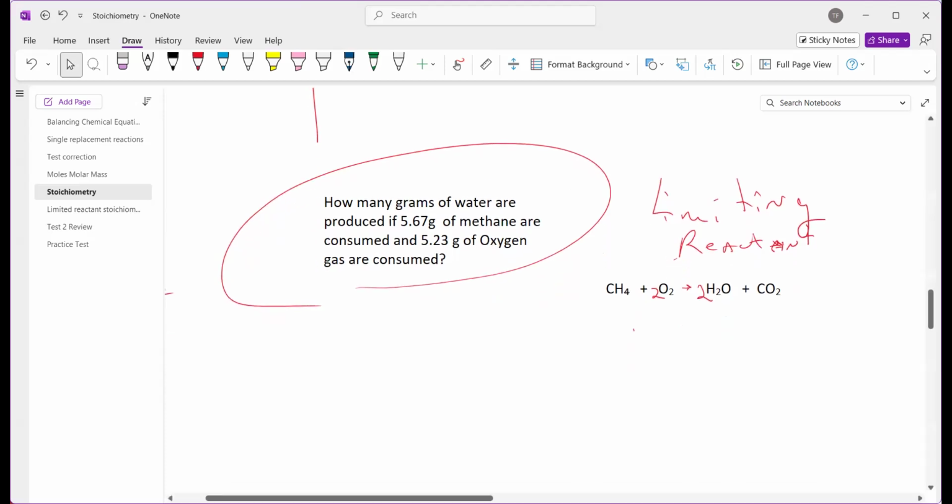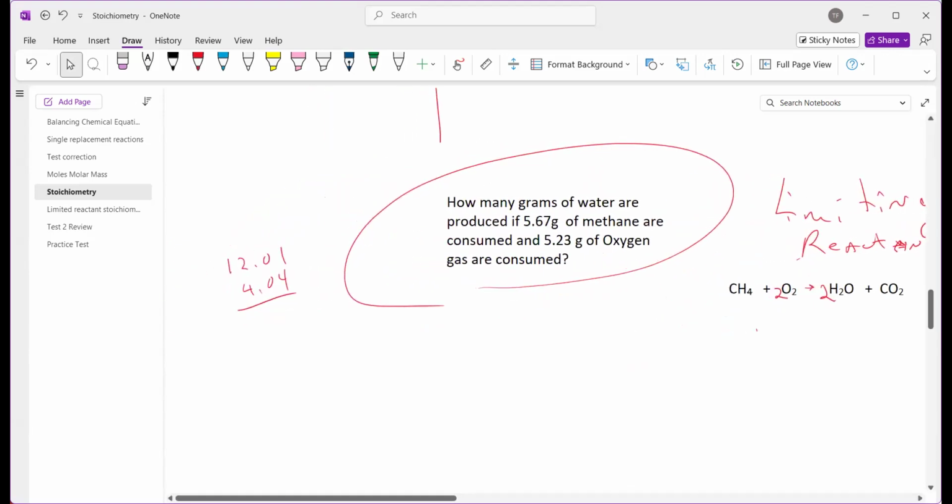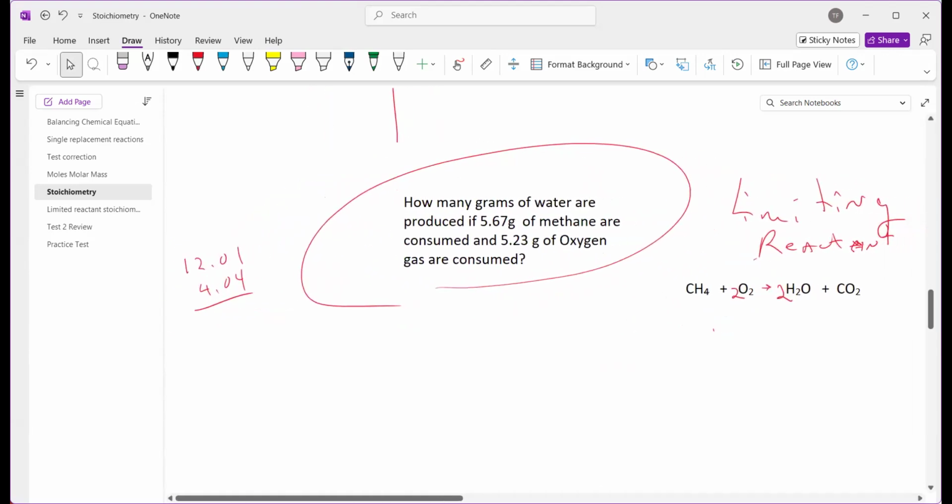So this would be how many grams of water produced if 567 grams of methane are consumed and 523 grams of oxygen are consumed. Two givens. That's what a typical limiting reactant problem looks like. Or it could be three givens. You won't have three givens in here, but it could be 3 or 4 givens.